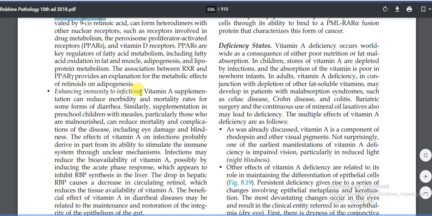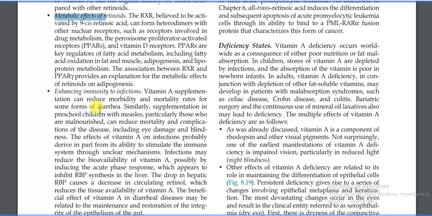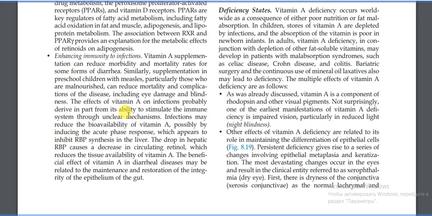Enhancing immunity to infection. Vitamin A supplementation can reduce morbidity and mortality rates for some forms of diarrhea. This is due to the same reason, normal differentiation of the digestive tract cells. The impairment of normal formation of epithelial cells also causes malabsorption, so vitamin A deficiency causes malabsorption and increased diarrhea in these patients.